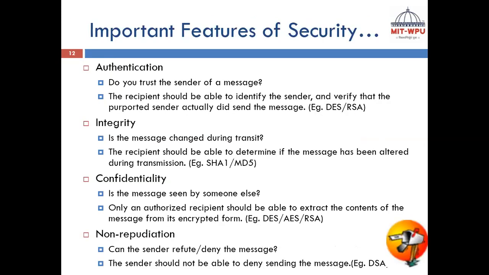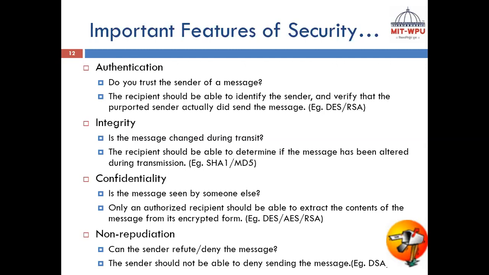Now, there are four main important features of security: authentication, integrity, confidentiality, and non-repudiation. Authentication means identifying the trust of the sender, whether the sender we expect to send the information is the original entity or not. This can be identified using different algorithms like DES or RSA. As for integrity, whether the message has been changed can be identified using integrity checks, and for that we can use the SHA and MD5 algorithms.